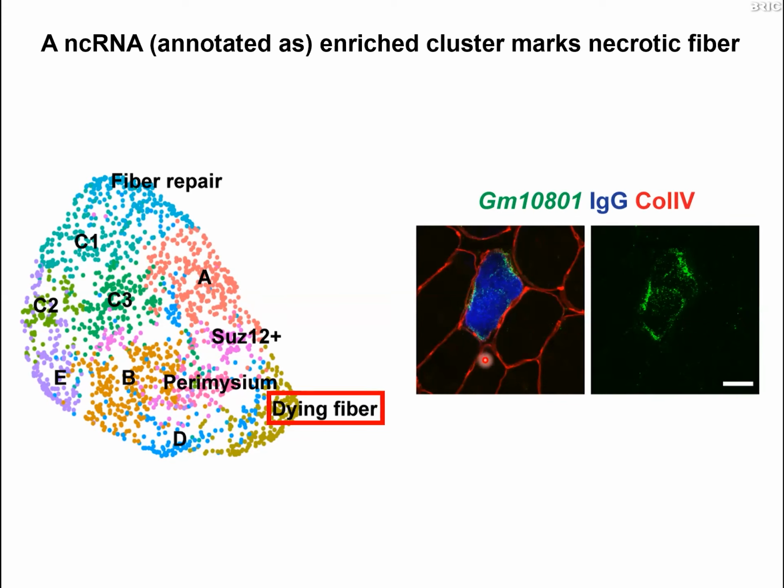So in this image, you can see that the myofiber in the center is heavily stained with blue color, which is IgG, meaning that this fiber is dying. And you can see that this non-coding transcript is only very robustly expressed in this dying myofiber.